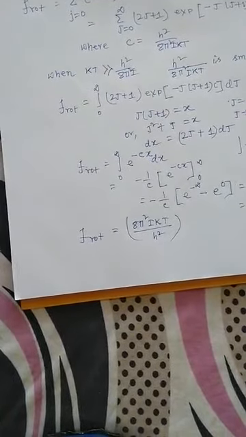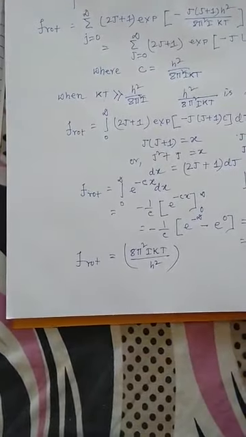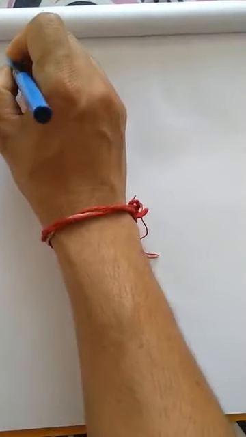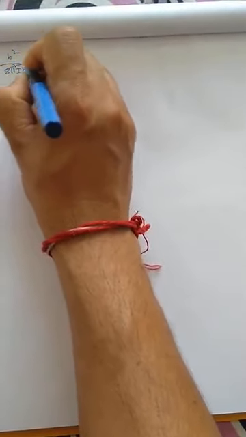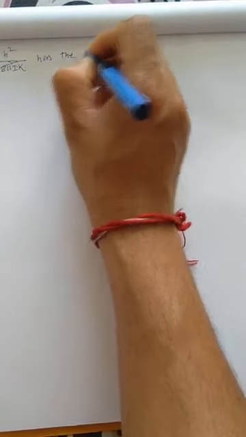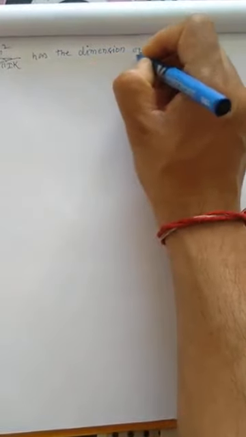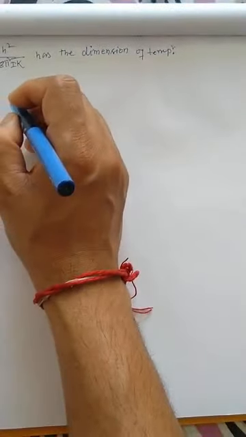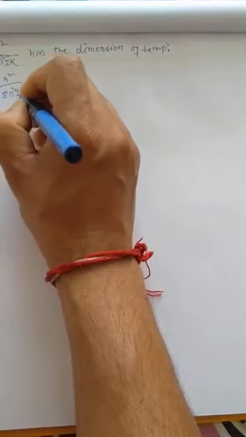So this is the final form of the rotational partition function. Now we have one quantity, h square by 8 pi square I into k, which has the dimension of temperature. How is this possible? I can clarify your concept by taking a simple example. So h square by 8 pi square I into k.